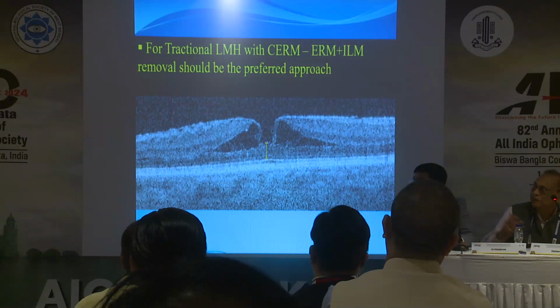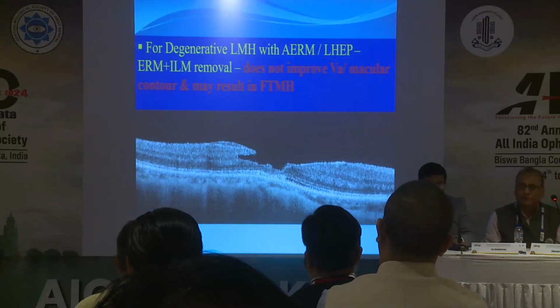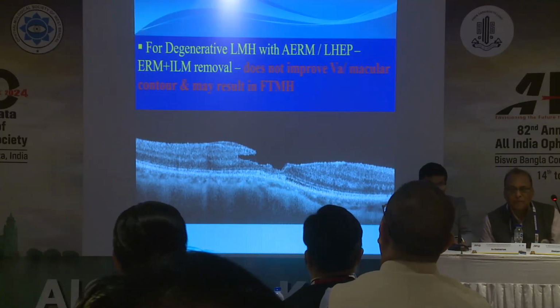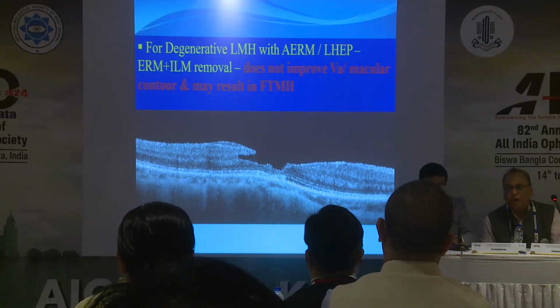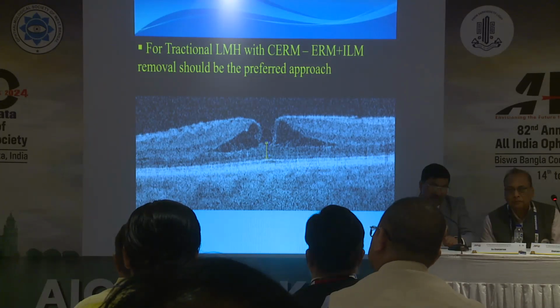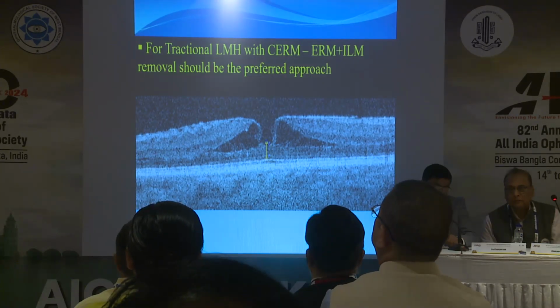Dr. Kshitiz, yeah. So I'll just conclude. For a degenerative lamellar macular hole, you should not do a double peel, because you may end up having a full thickness macular hole. Whereas if you have a tractional lamellar hole, then removing the epiretinal membrane as well as ILM will suffice. Thank you.